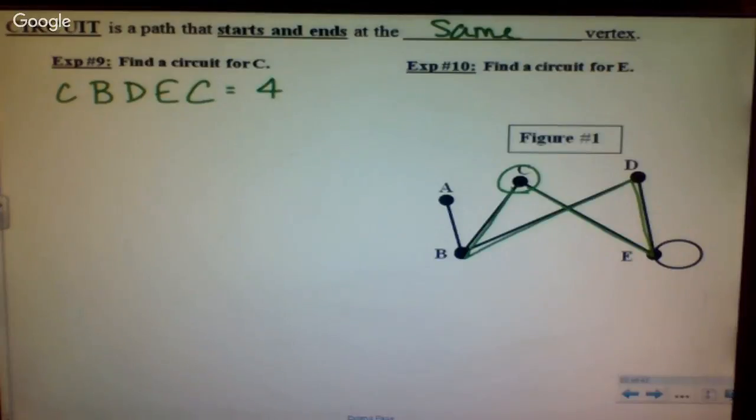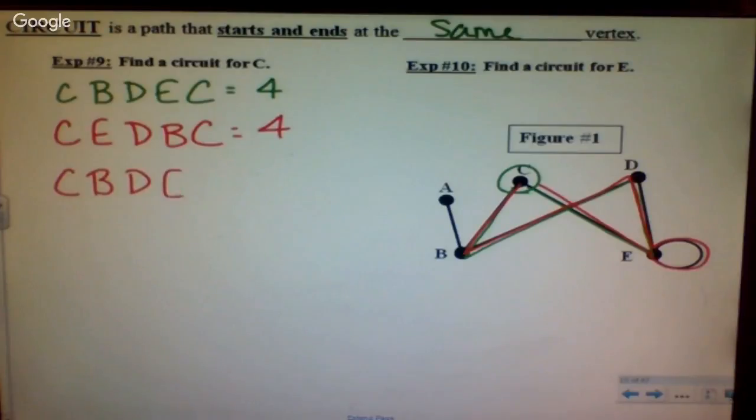Okay. You could have also gone backwards and started at C and went E, D, B, and back to C. It also has a length of 4. Okay. You could have left C, went B, D, E, went around E, and back up to C. That is also a circuit. Doing what? Going around the loop? Before you go back to C. Okay, so you could have gone down, across the D, down to E, around the loop, and back up to C.